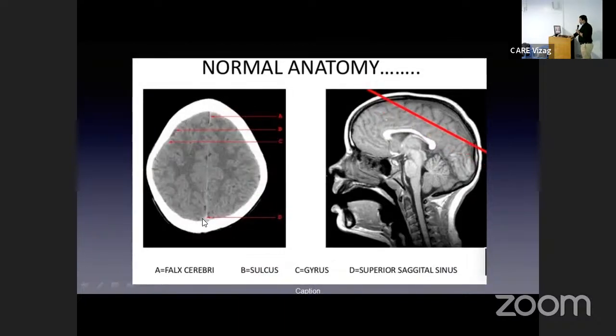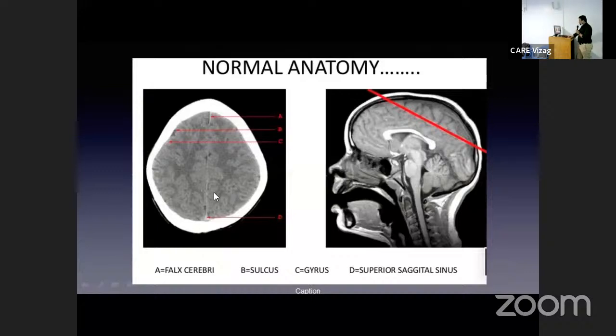So again, the falx cerebri, the interhemispheric fissure, and now we are into the higher cuts. So you see the high frontal and the high parietal cuts here, which are separated by the precentral gyrus or the central sulcus, which is usually the deepest sulcus you see in the brain parenchyma. The central sulcus will be separating the frontal and the parietal. And here you do not see any ventricular structure.